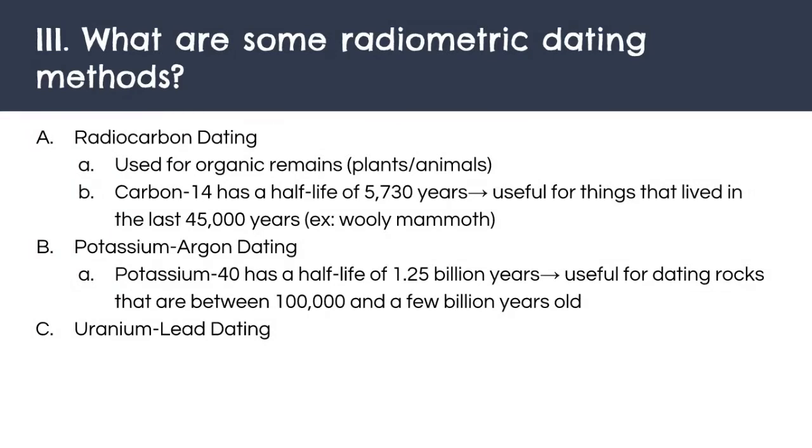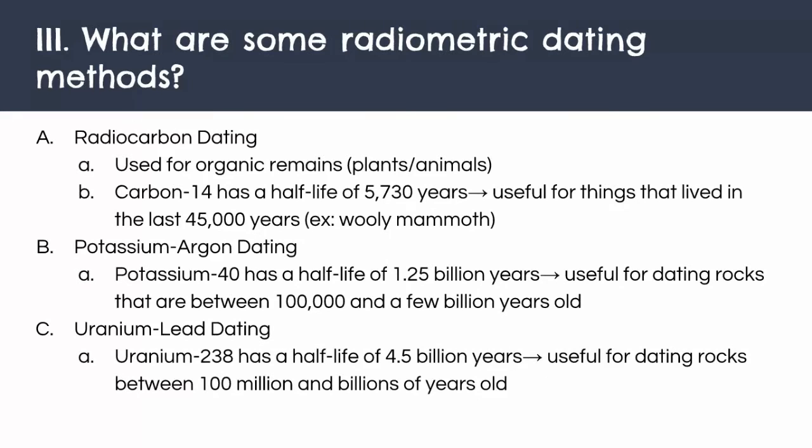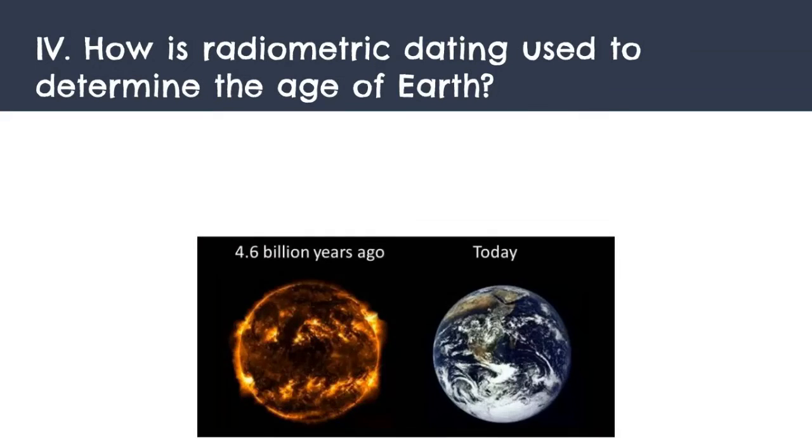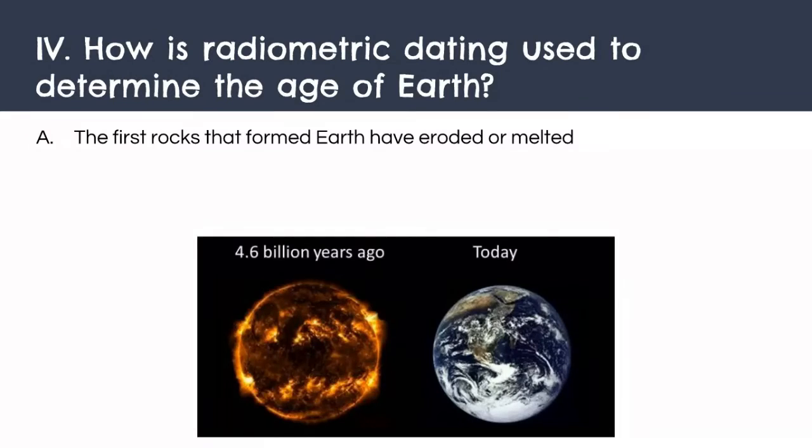The last one that we very commonly use is uranium-lead dating. This is used for things that are a lot older. Uranium has a half-life of 4.5 billion years. So it's useful for dating rocks that are between 100 million and billions of years old. So very, very useful for older rocks.